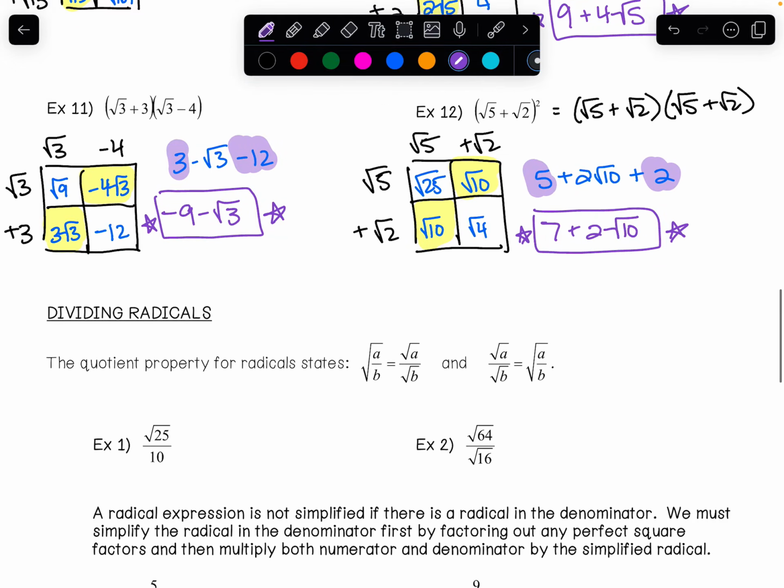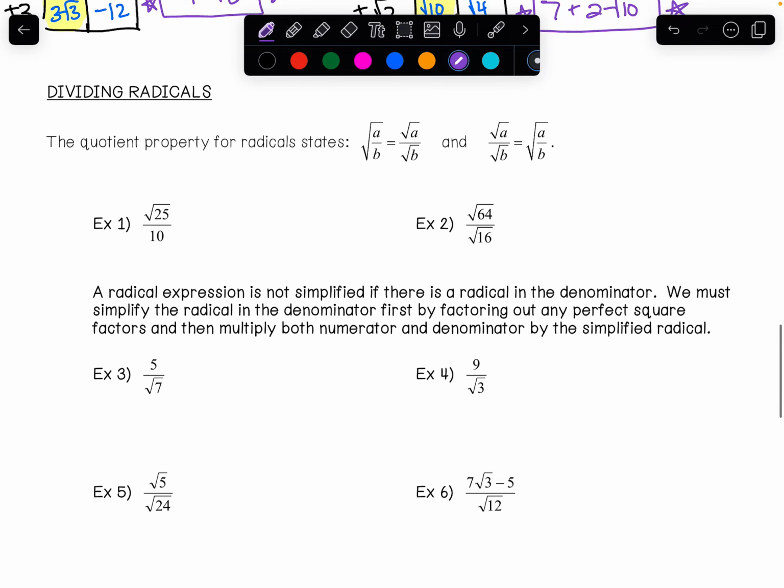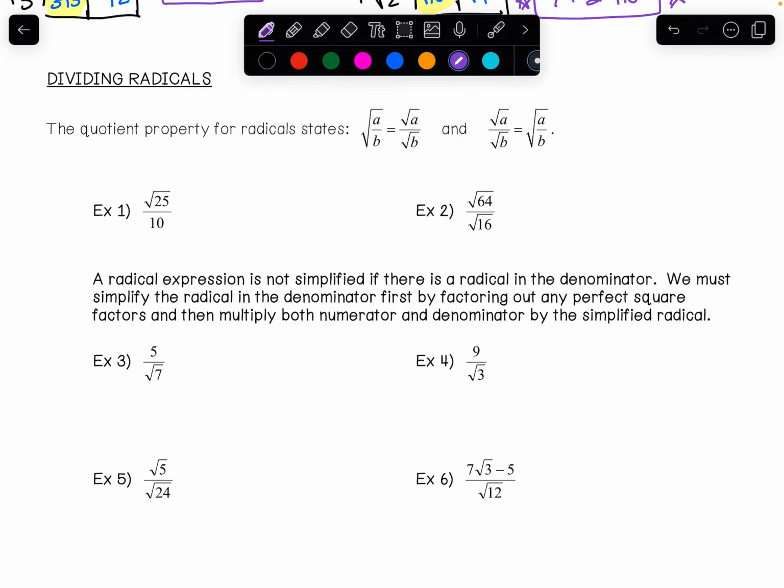Let's move on to dividing radicals. So the quotient property for radicals states that the square root of a divided by b equals the square root of a divided by the square root of b, and the square root of a divided by the square root of b equals the square root of a divided by b.